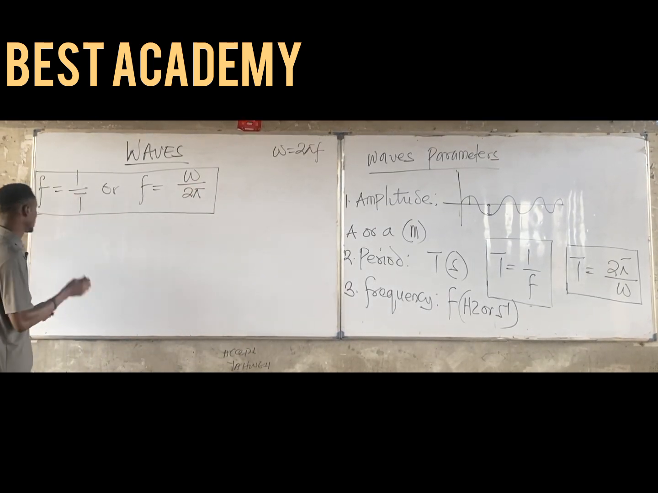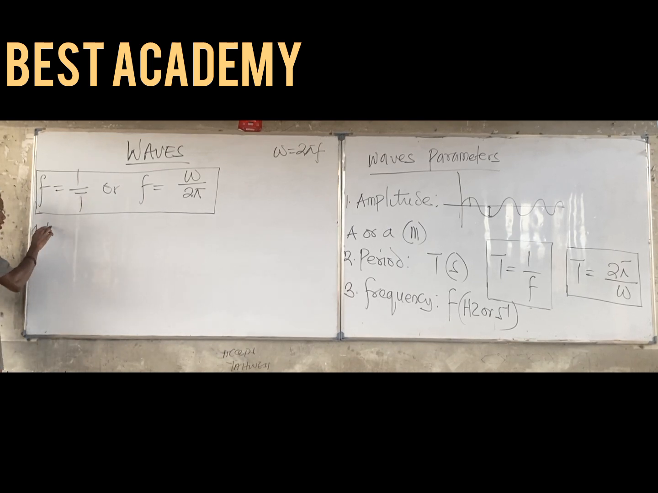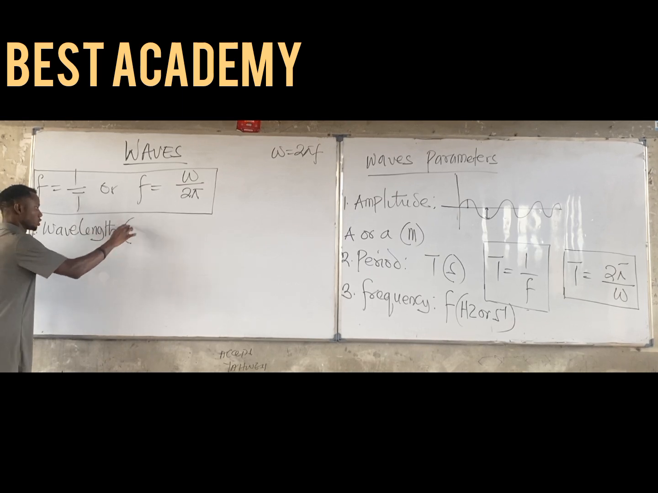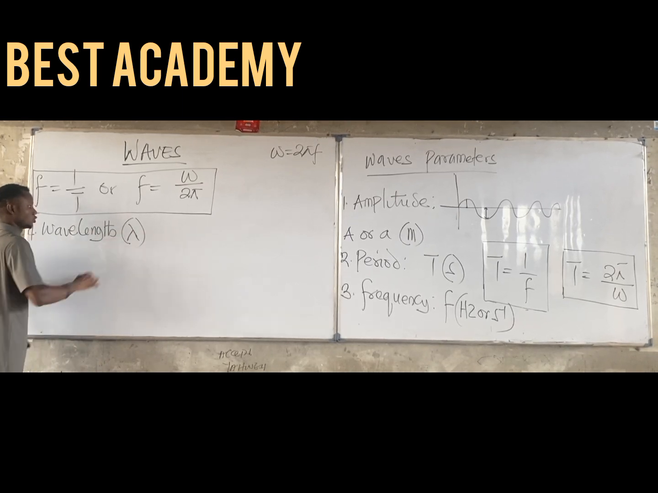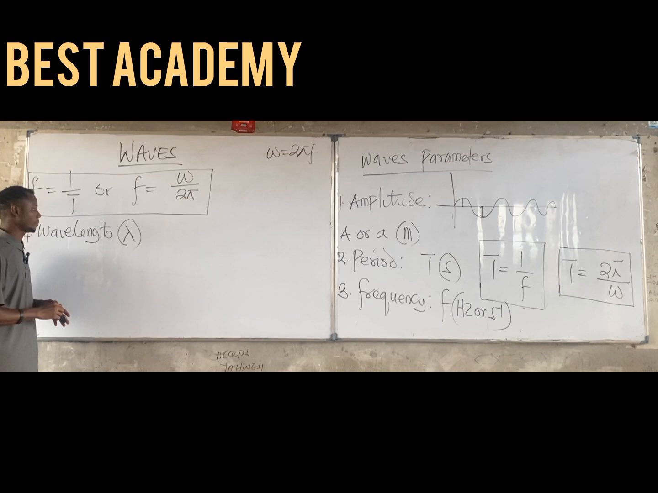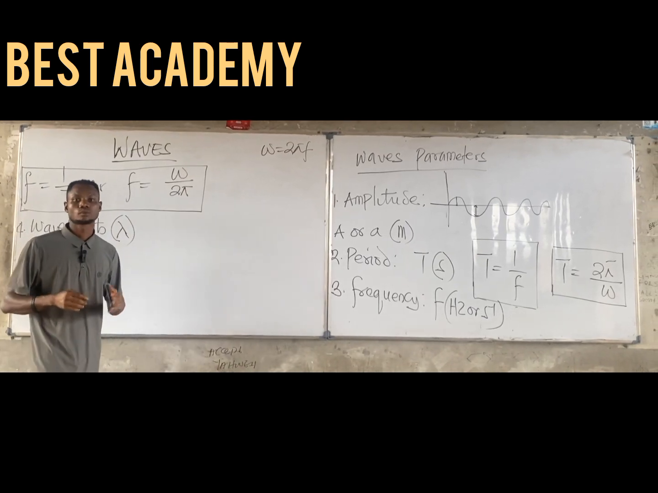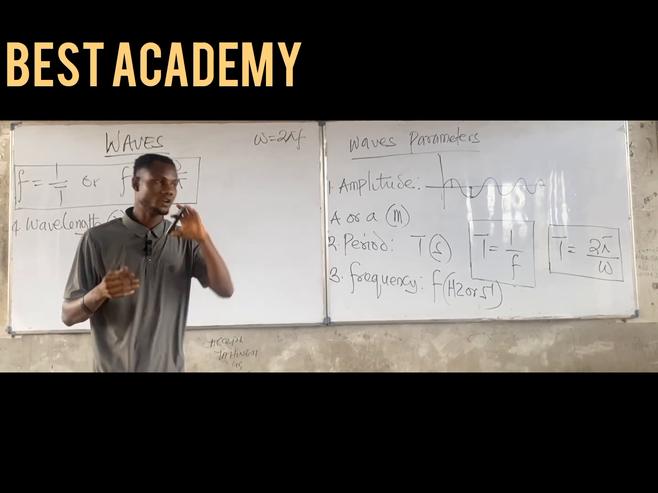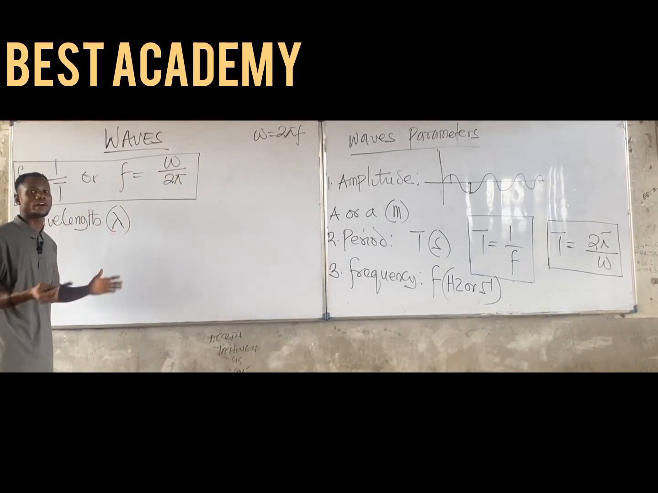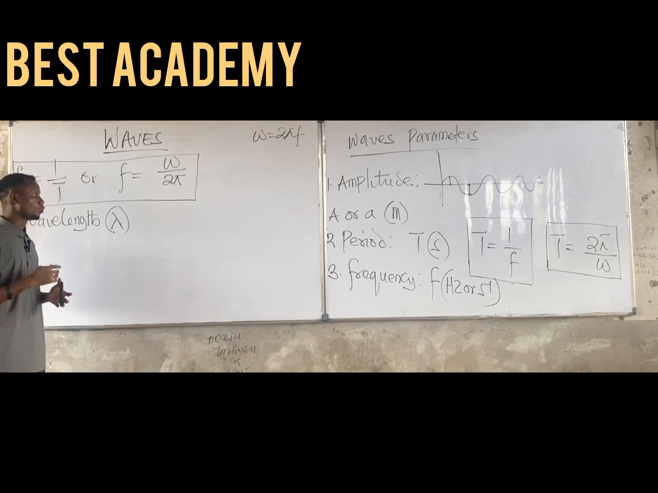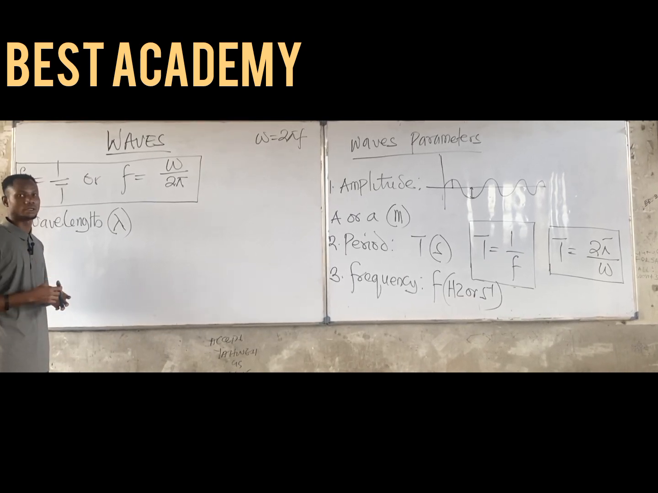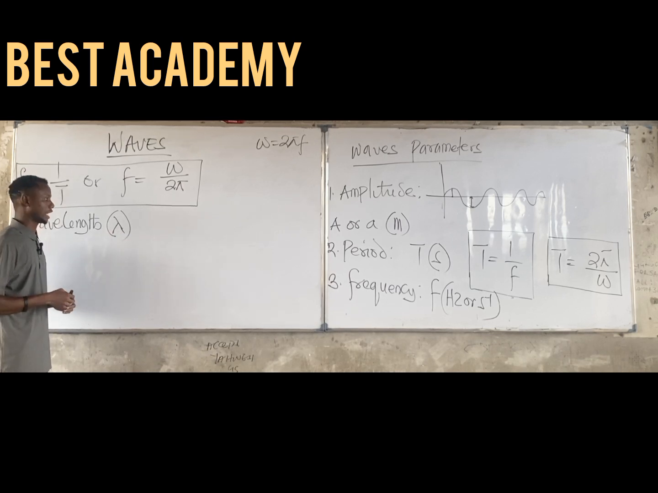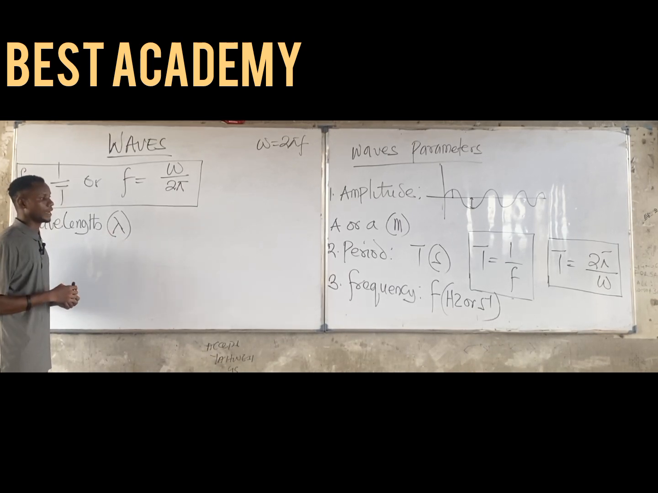Okay, now the next one here, number 4, is wavelength. We use lambda to represent wavelength. Okay, now let's define what wavelength is. Please write: wavelength can be defined as the distance covered by a wave. Please take note. It is denoted by lambda.